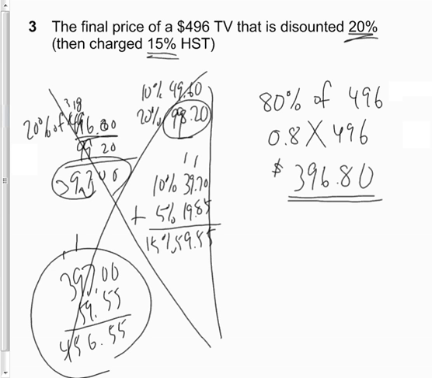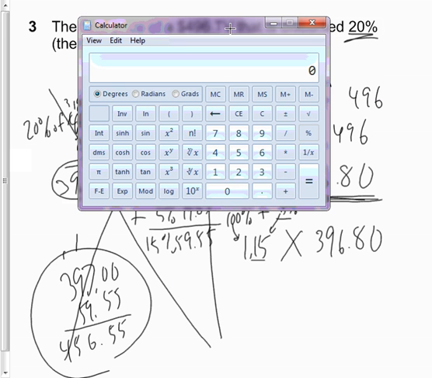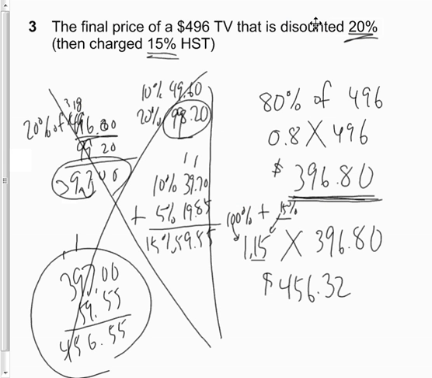Does anyone remember how to add on 15% to the price in one step? What do I multiply it by, Holly? Right. If I take 1.15, the 1 represents 100% of the cost and the 0.15 represents the 15%. So the 100% is the cost of the TV, and the 15% is the 0.15. If I multiply that by 396.80, not only am I going to get the $396.80, I'm also going to get the extra 15% tax I'm going to pay. So on the calculator, 1.15 multiplied by 396.80, the final price I'm going to pay for the TV is $456.32. Okay, which is the correct answer.